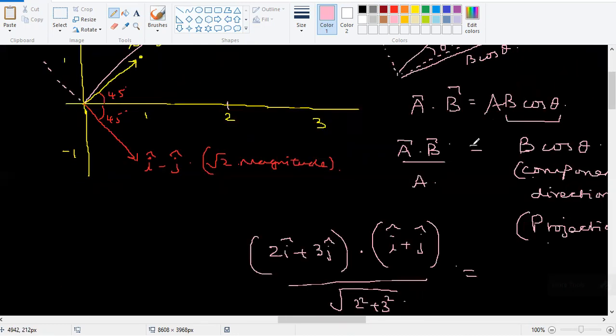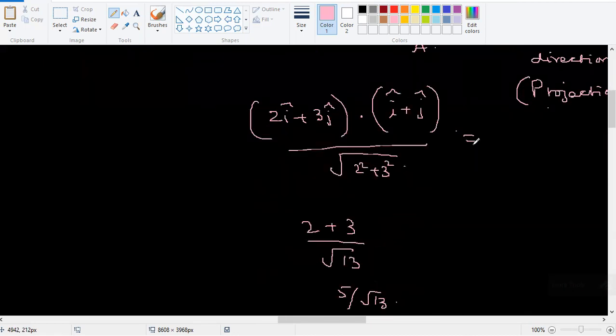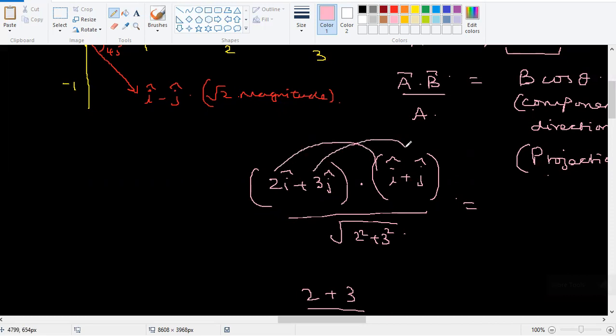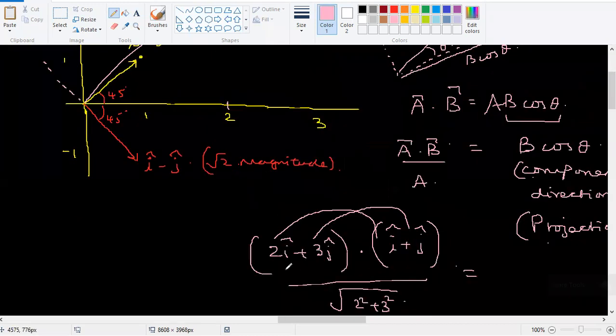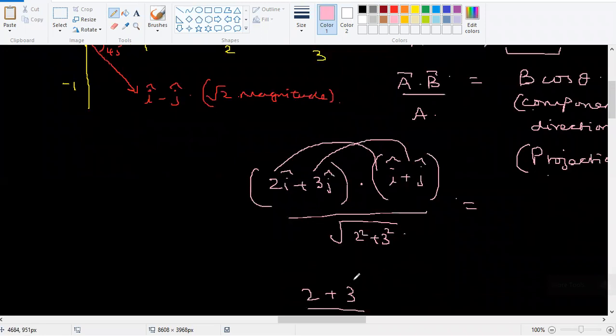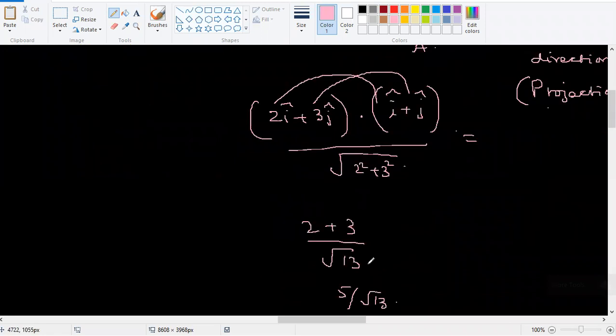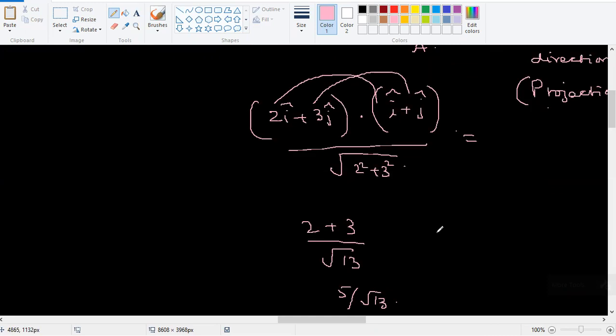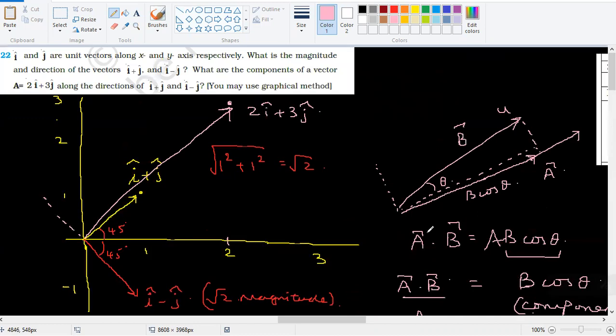I'm sure some of you are slightly confused. Any step which you are not following? Dot product means you have to multiply this with this, then multiply this with this. And then the A magnitude means square root of 2 squared plus 3 squared, 4 plus 9, I'm getting 13. 2 into 1 is 2, 3 into 1 is 3, so 2 plus 3 is 5. And that is your projection of B on A, or the component.